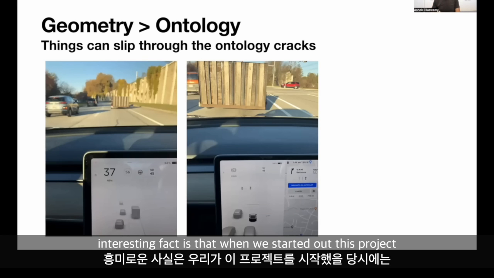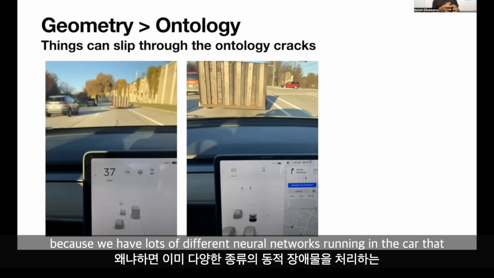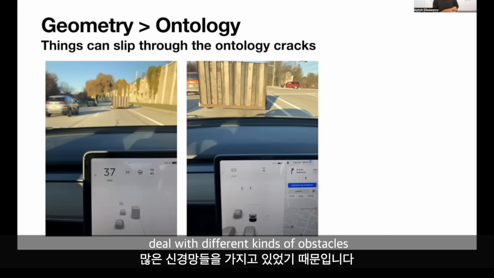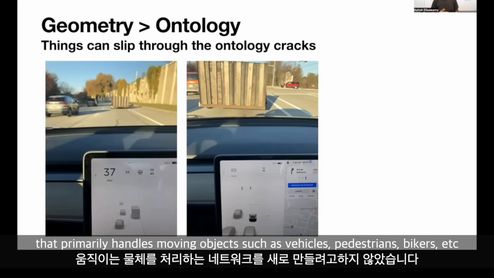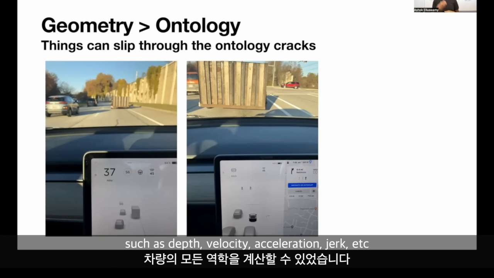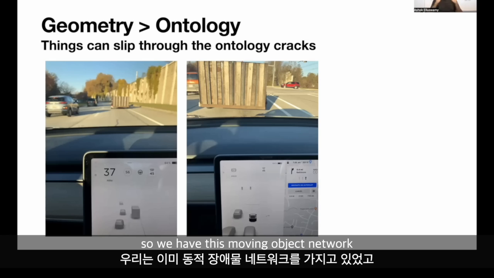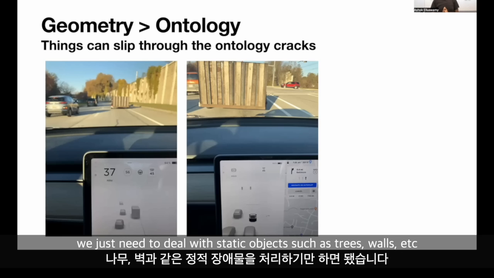An interesting fact is that when we started out this project, we initially were only targeting static objects, such as walls or trees, because we have lots of different neural networks running in the car that deal with different kinds of obstacles. We had, and continue to have, a network that primarily handles moving objects such as vehicles, pedestrians, bikers, etc. And these networks also produce the full kinematics of the vehicle, such as depth, velocity, acceleration, jerk, etc. So we have this moving object network, and we thought, okay, we do not need to deal with moving objects here. We just need to deal with static objects such as trees, walls, etc.